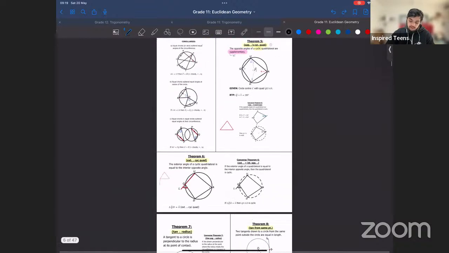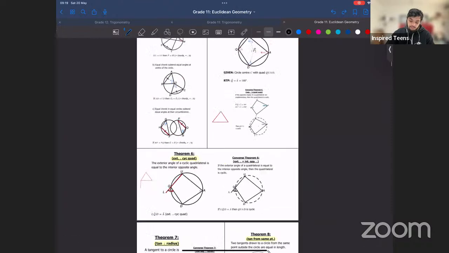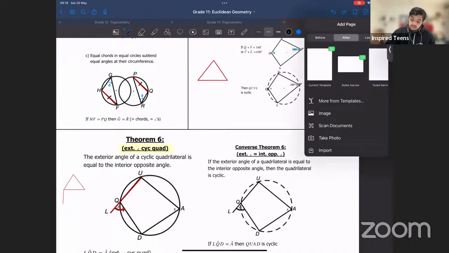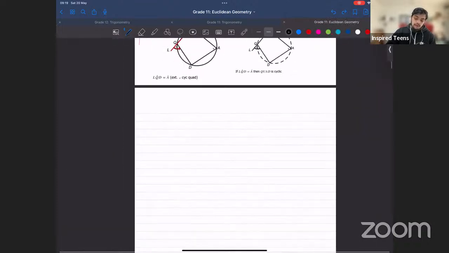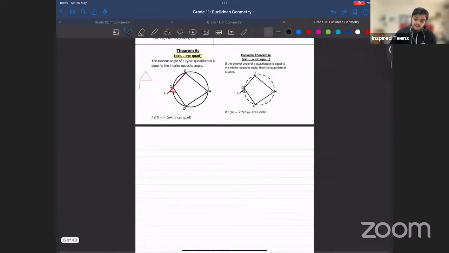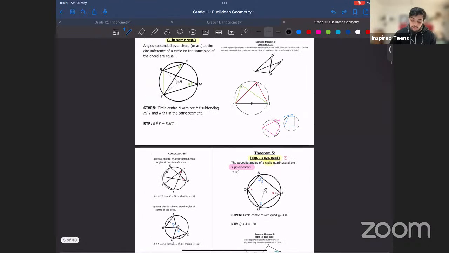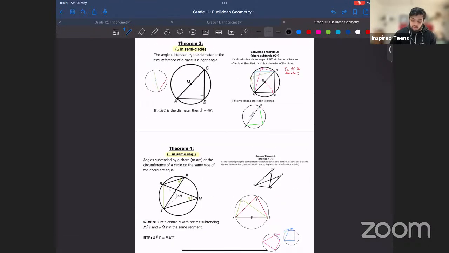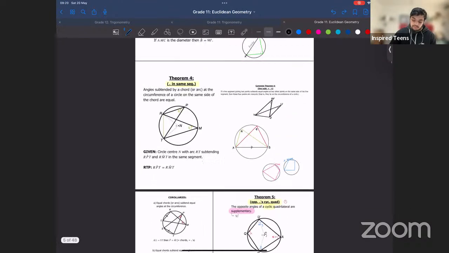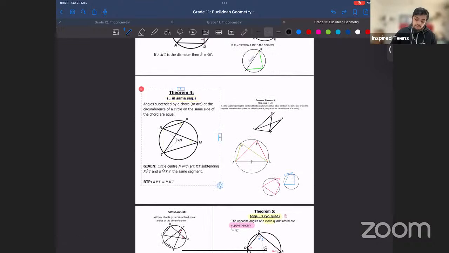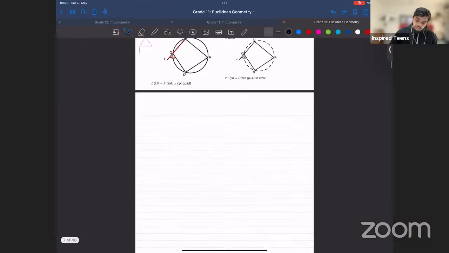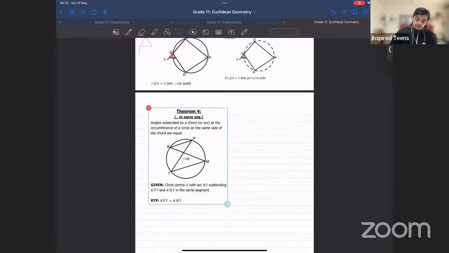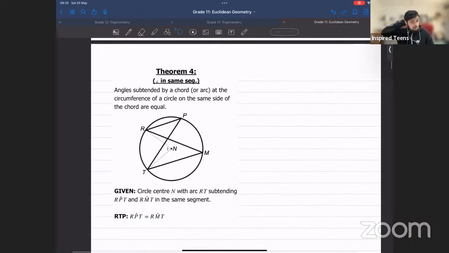Okay, they didn't discuss the third one. Let us just quickly discuss it. We've discussed it already. Did they form it? They didn't form part of a cyclic quadrilateral. Okay, let's use theorem 4 to show another property of a cyclic quadrilateral.